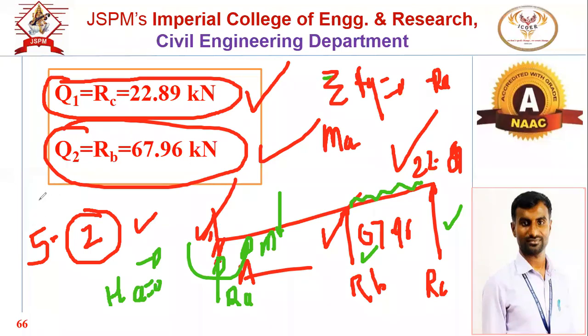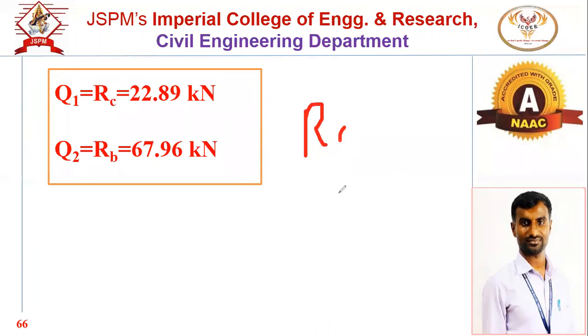Because reactions are more than 3. So we have applied the flexibility method and found out 2 additional reactions. Now the remaining reactions are fewer than 3, so those 2 reactions can easily be found out by the equations of statics. That's it. So perform these 2 equations to get RA and MA.